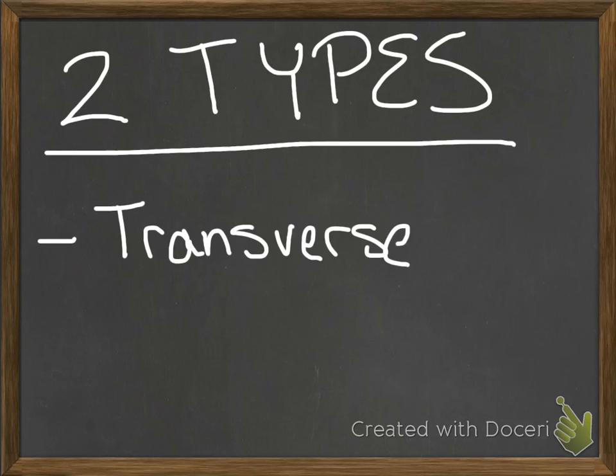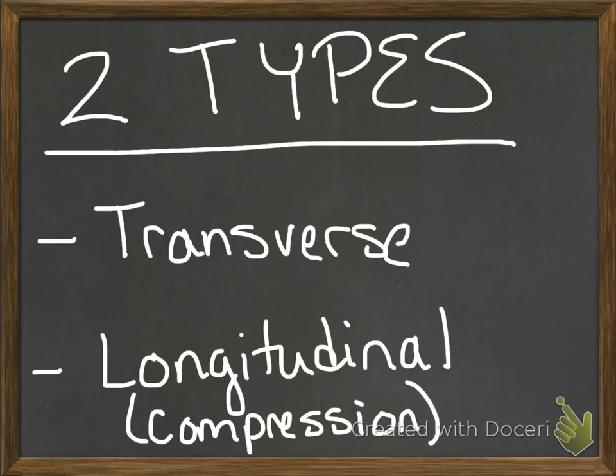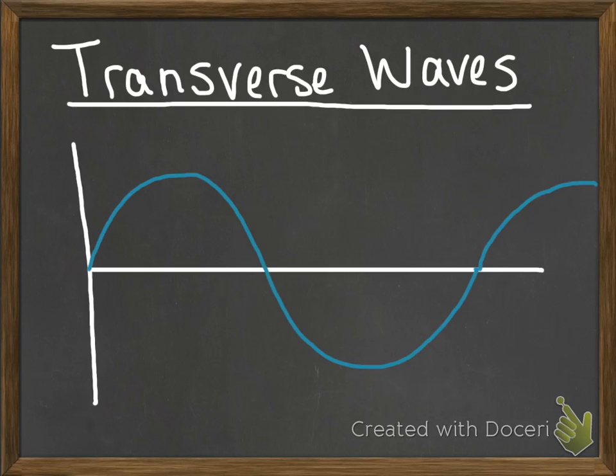We have transverse waves, and we have longitudinal waves, and the longitudinal waves are normally called compression waves, and you'll see why when we get to the picture of them. So let's look at our transverse waves. In our transverse wave, we have the wave moving from the left here to the right. So you can see the wave is going to go like this. See, it moves from left to right.